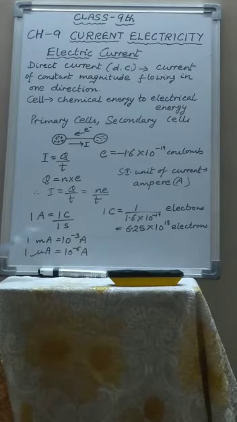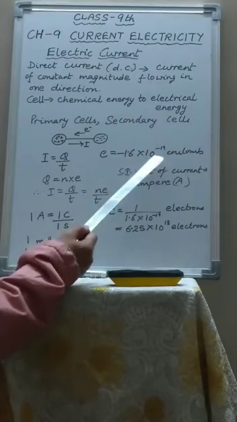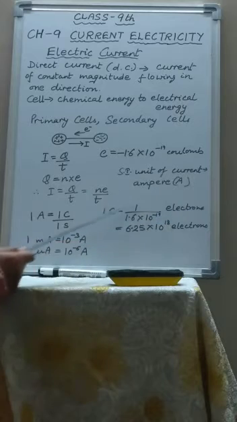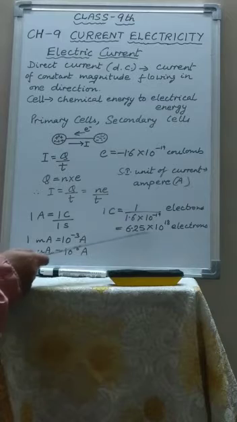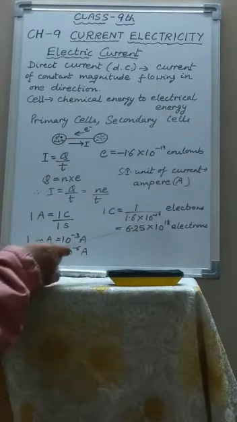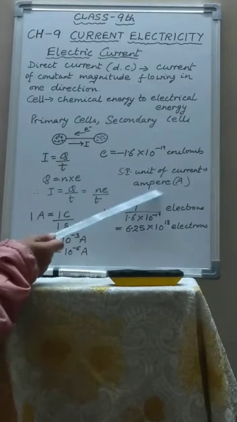So 1 ampere is defined as the amount of current flowing when 1 coulomb of charge passes through a cross section in 1 second. Now 1 electron has a charge of 1.6 into 10 to the power minus 19 coulomb, with the negative sign. That means 1 coulomb contains how many electrons? 1 upon 1.6 into 10 to the power minus 19, which is 6.25 into 10 to the power 18 electrons. So 1 coulomb of charge contains 6.25 into 10 to the power 18 electrons.